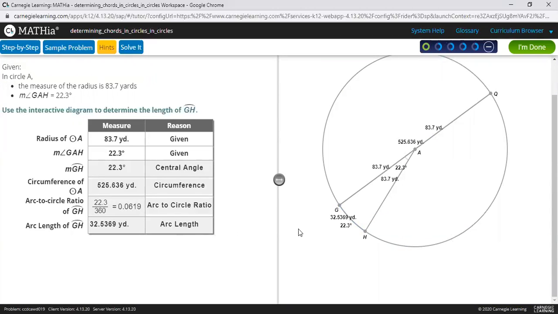All right, so most of these problems are very similar to this one. Use this as a guide to continue the rest of the work.